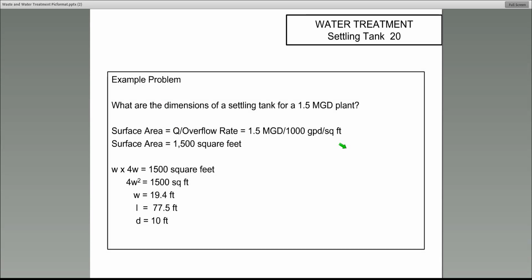So we know what the flow is. It's a 1.5 MGD plant. The overflow rate, I'm going to use 1,000, the upper end of the range. So the surface area is 1,500 square feet.